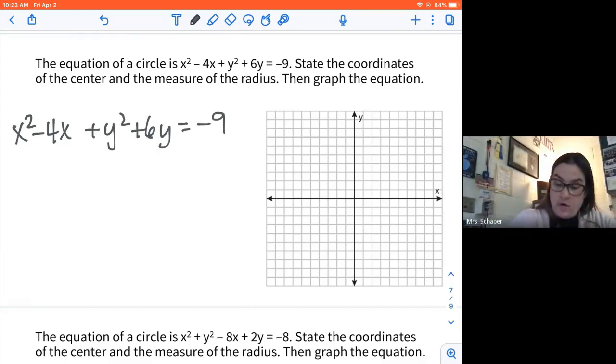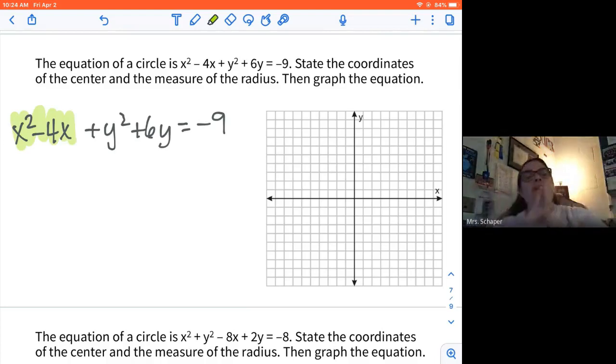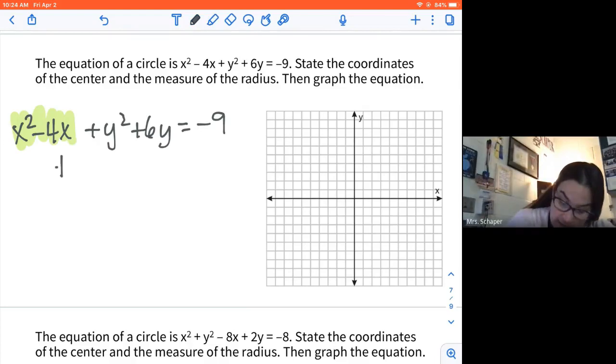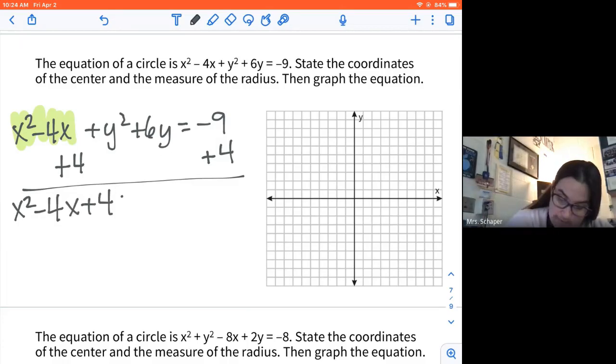All right. So we're going to focus right now on this part here. We're going to take my b value, which is -4. We're going to half it, which is -2, and we're going to square it. That gives me 4. I'm going to add 4 to both sides. So I end up with x squared minus 4x plus 4 plus y squared plus 6y equals -5.